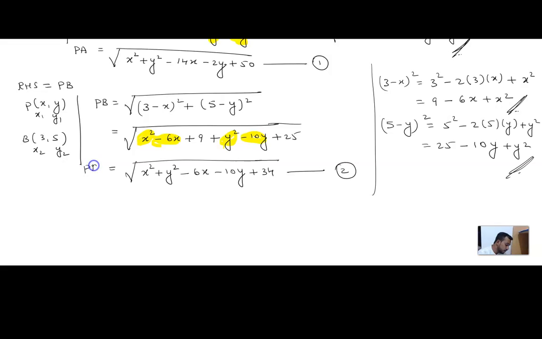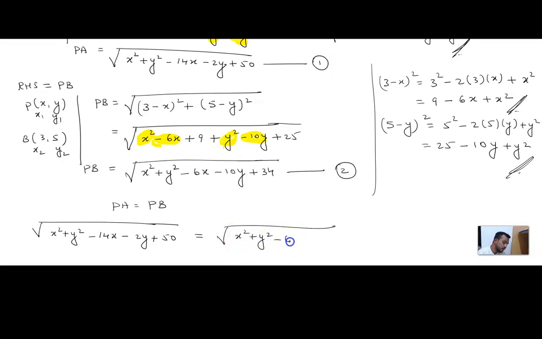That is PB. We know that PA is equal to PB. Yes or no? We know that PA is equal to PB, given in the problem. So what is PA? That is root of x square plus y square minus 14x minus 2y plus 50 is equal to, what is PB? Root of x square plus y square minus 6x minus 10y plus 34.